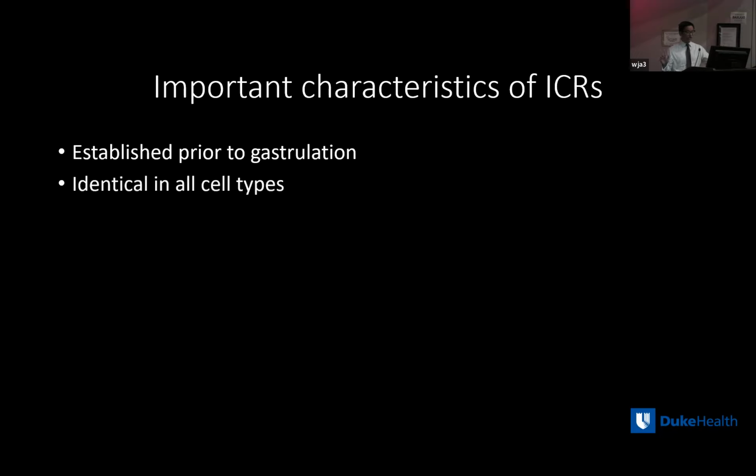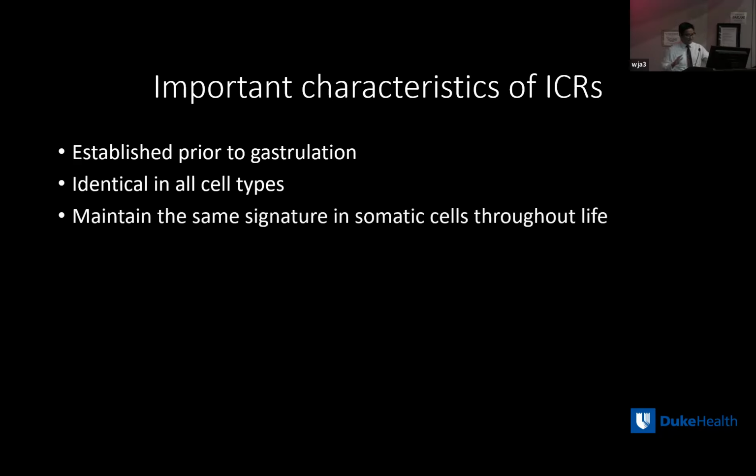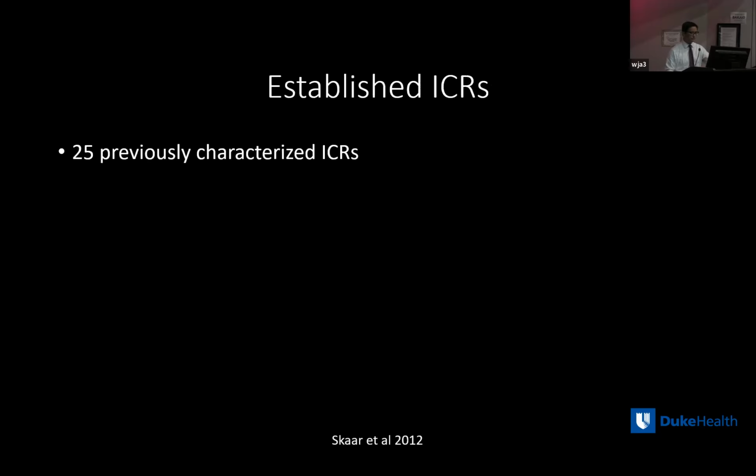It's identical in all cell types. If these are established before gastrulation, or the development of all germ cell layers, so the endoderm, the mesoderm, the ectoderm, all cell types should have the same type of imprinted control regions throughout. And then lastly, they maintain the signature in all somatic cells throughout life. This makes it a potential biomarker for us to determine if there is any causal relationship between prenatal stressors and the development of Alzheimer's disease later on.